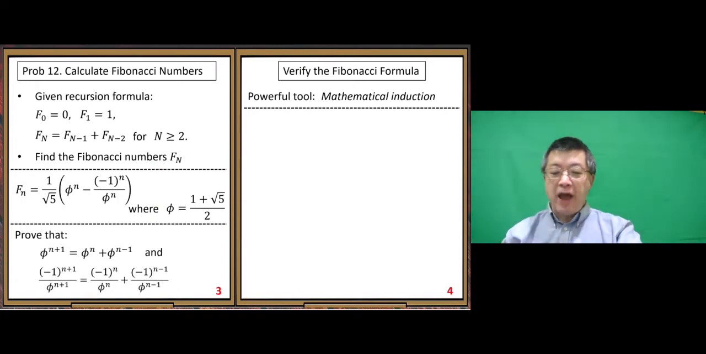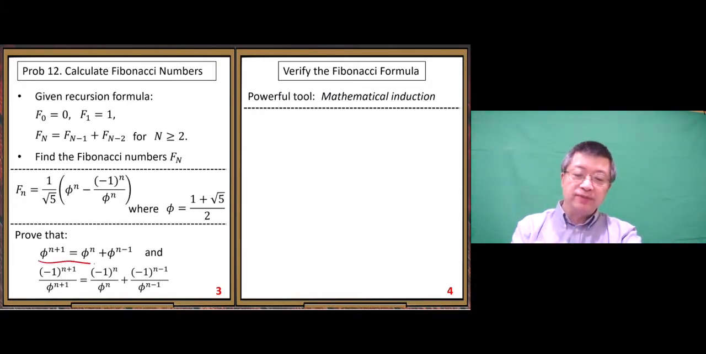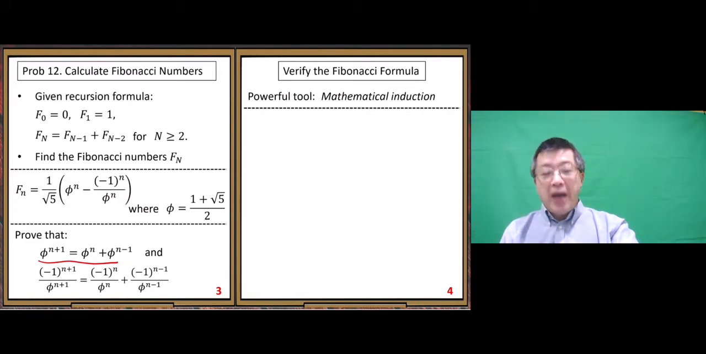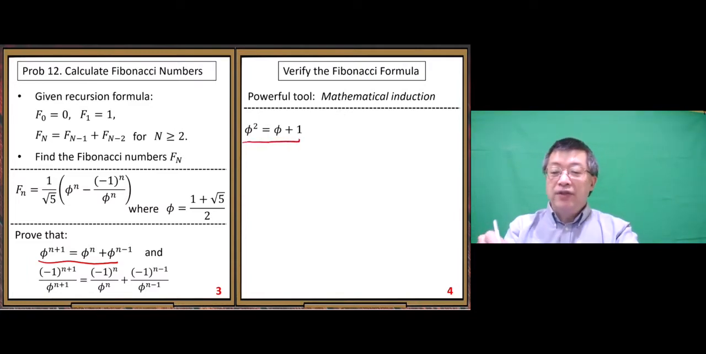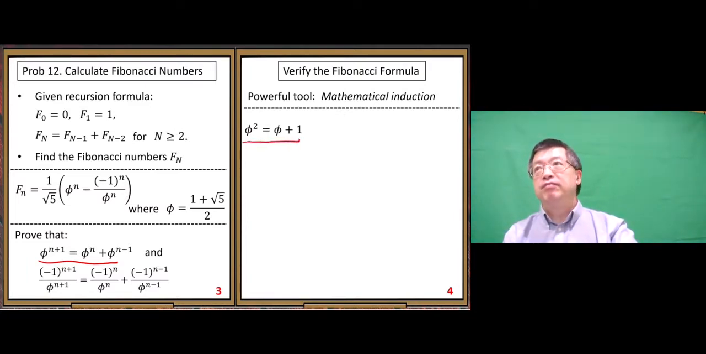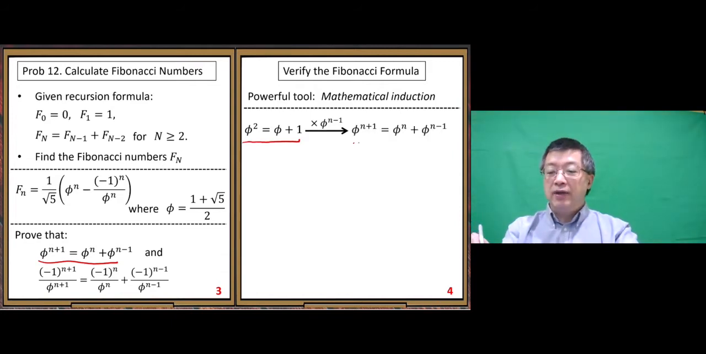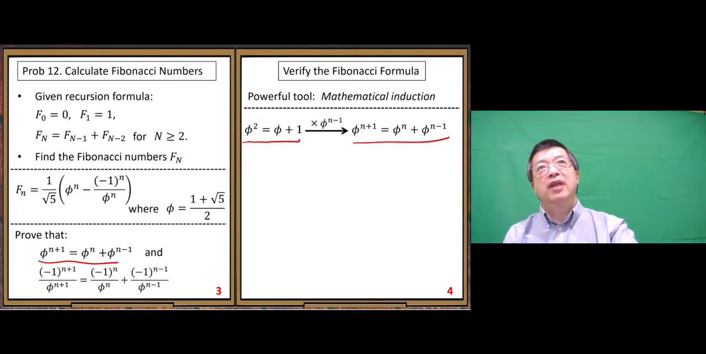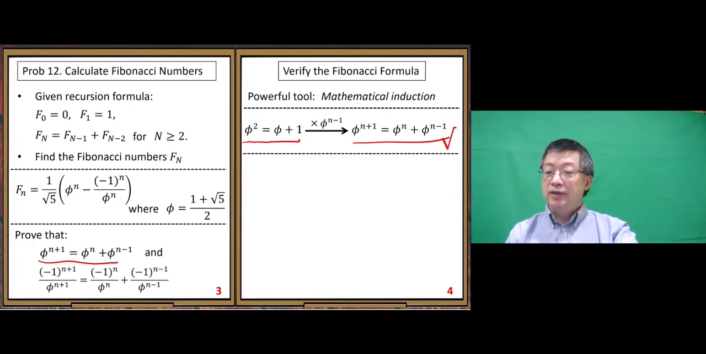All right, so next step. Let's verify one by one. The first one. In order to show this, both sides have common factors, right? You can cancel out the common factors. Actually, this is a property of the golden ratio. If we start from that, we multiply phi to the n minus 1th power, then we get our first equality. It is done. It is correct.